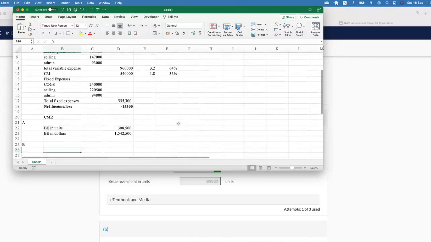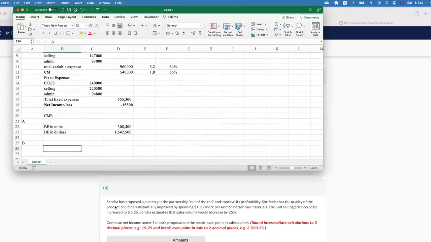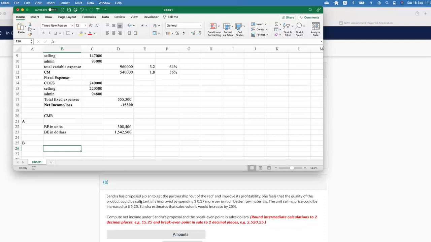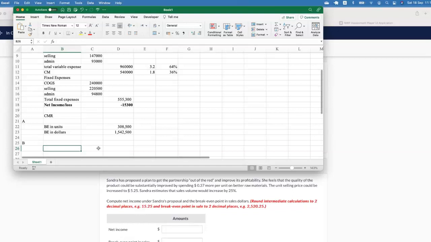Now in part B, Sandra has proposed a plan to get the partnership out of the red, out of the negative, and improve its profitability. She feels that the quality of the product could be substantially improved by spending 0.37 more per unit on better raw material. The unit selling price could be increased to 5.25. Sandra estimates that the sales volume would increase by 25%. Okay, now we have to work all this again.